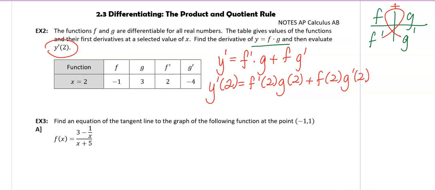All right, now that I have 2 substituted in, we can find the values from our table. F prime of 2 just happens to be 2. G prime of 2 is listed as 3, plus f of 2 is negative 1, and g prime of 2 is negative 4. So what we have is 6 plus 4, or 10.